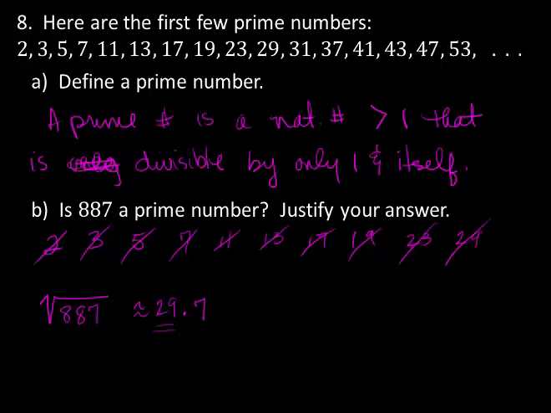And notice I showed on my paper here that I did try those. Or you could write a sentence. I tried all prime numbers up to 29, which is the largest prime less than or equal to the square root. And none of them went in, so I can say yes. And just showing me the primes that you tried and that you took the square root, I can see that you're justifying it by the fact that the square root is 29.7, and you tried all primes up to that.